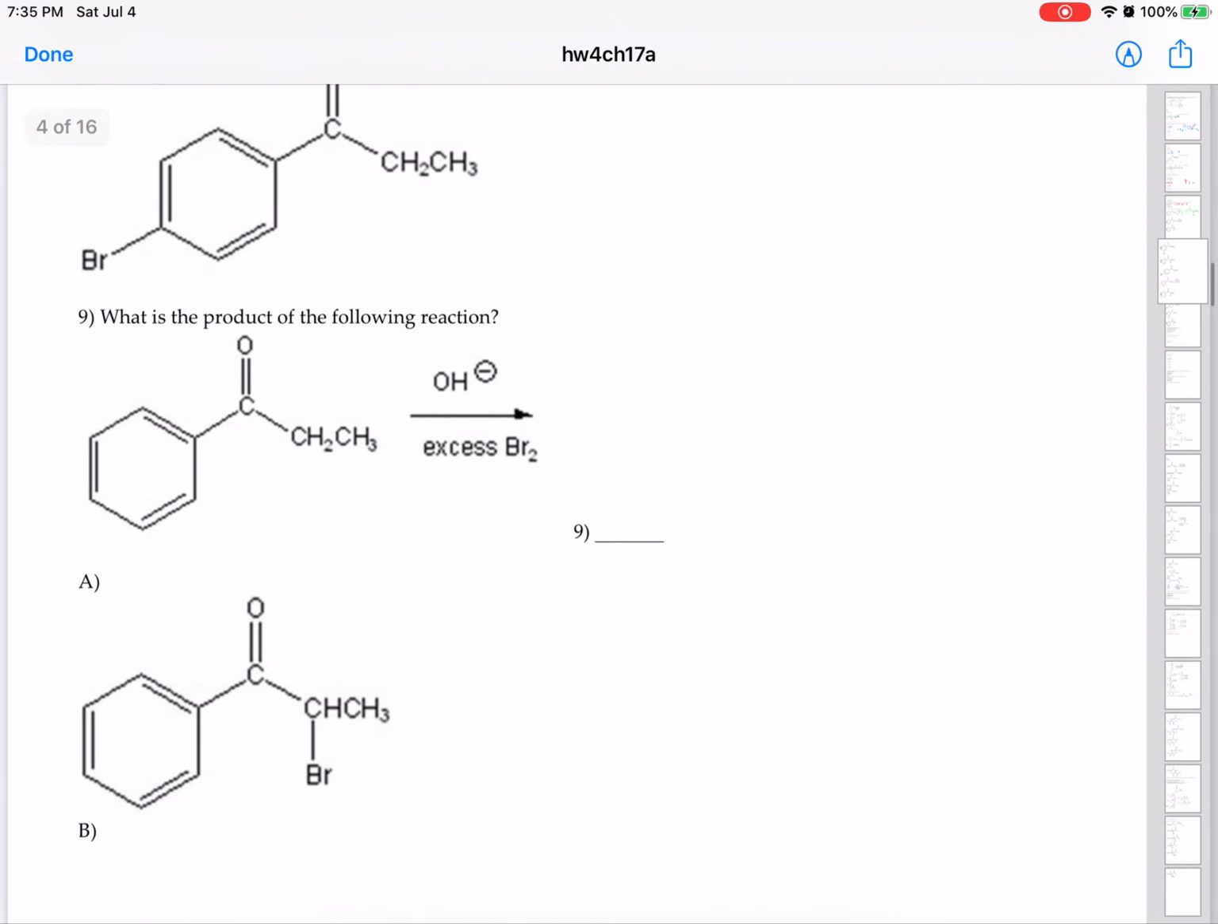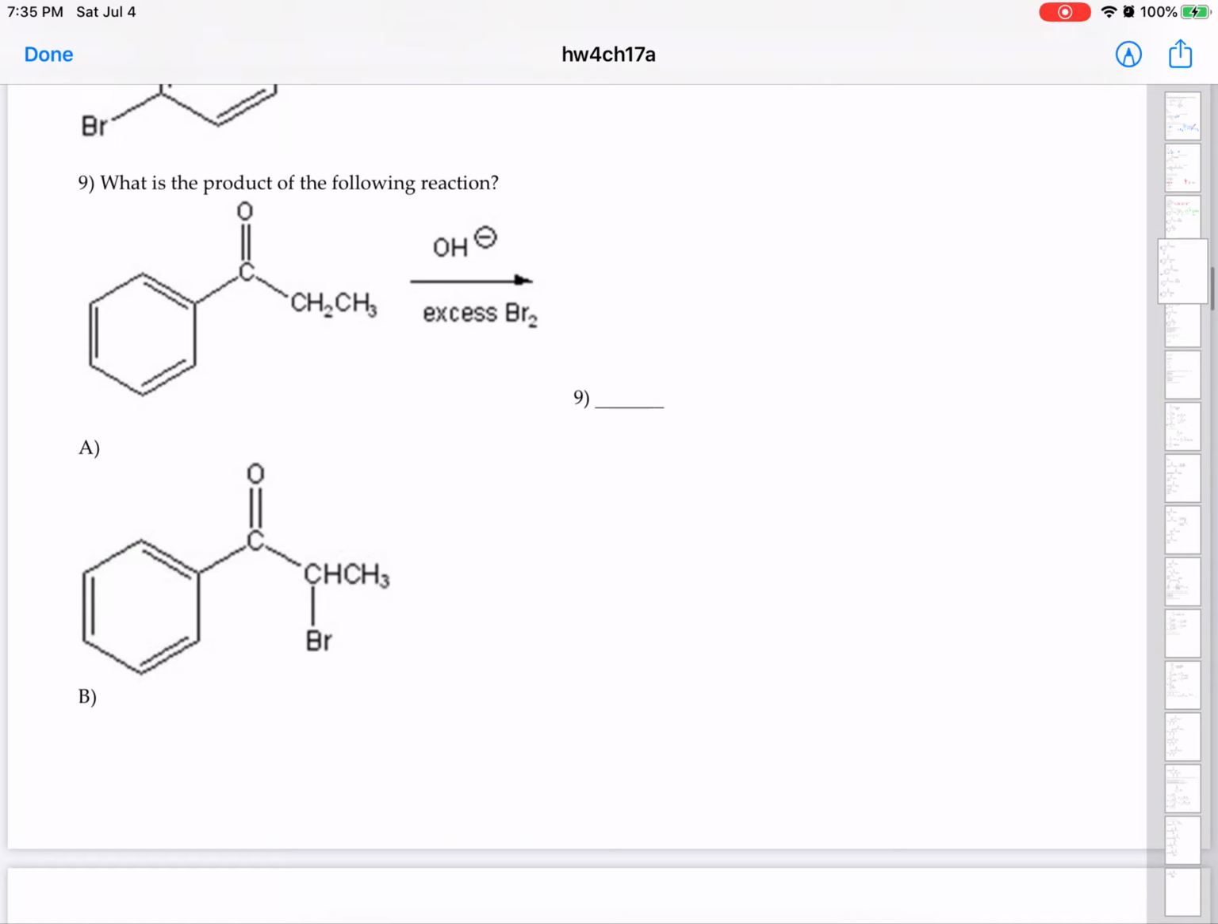And then the next one, what is the product of the following reaction? Now we have a base promoted halogenation. So for the base promoted halogenation, what's going to be the answer is you can replace all the alpha hydrogens with bromine. Okay, and this is in your lecture slide. The mechanism is on slide 17, but the main reaction you can see on slide 16.